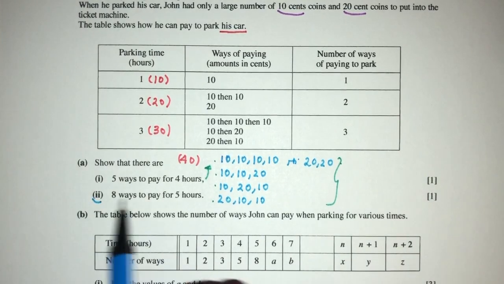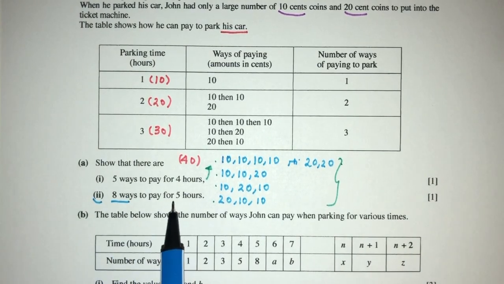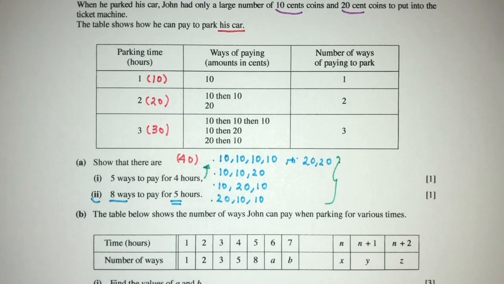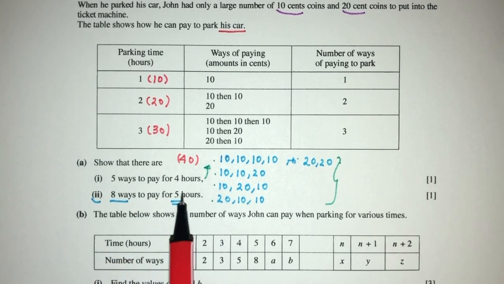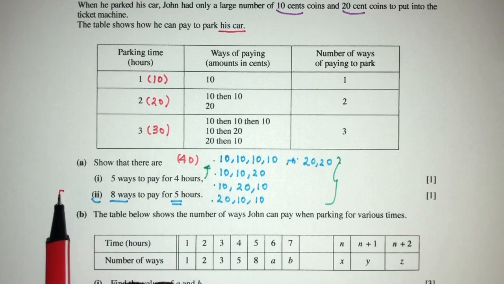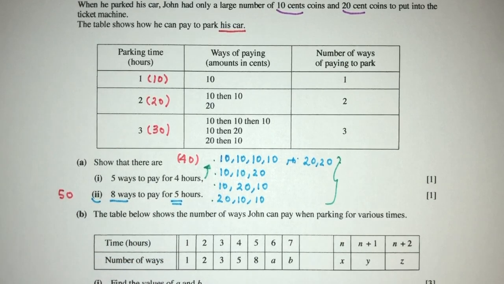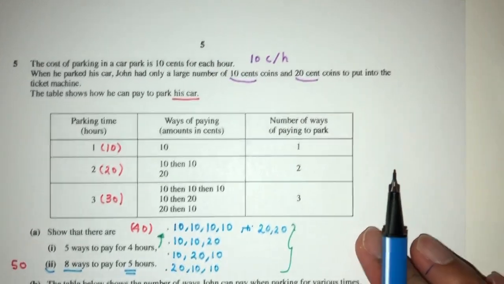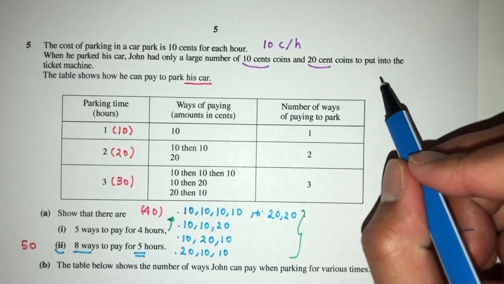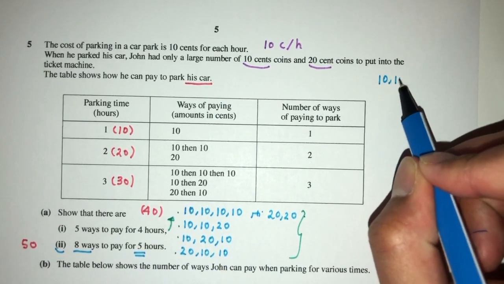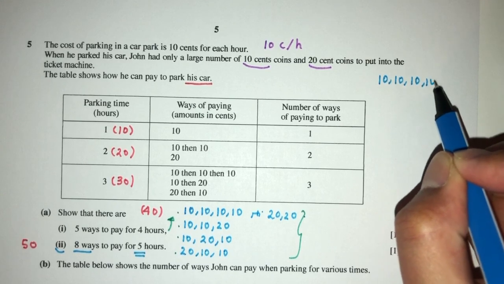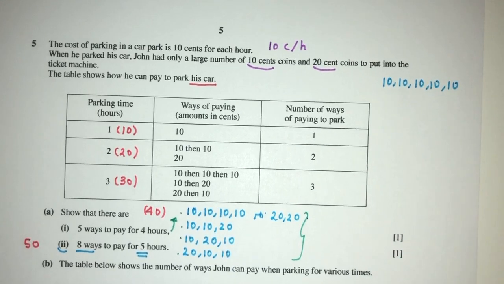Now for part 2, we have to show we have 8 ways to pay for 5 hours. First thing we have to realize, for 5 hours we are paying 50 cents. Again, step by step, how would you pay for that? So let's do this sum over here. First, we can pay 10, 10, 10, 10, and 10. Makes sense, right? So that's one way to pay.